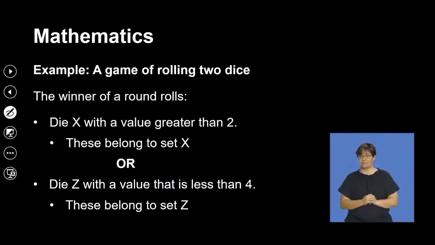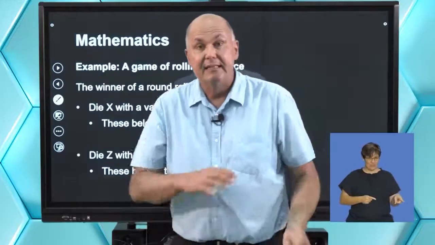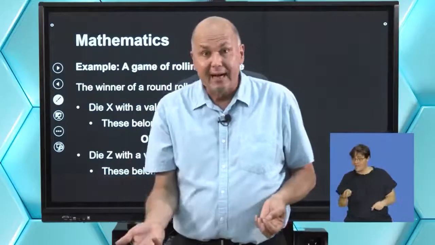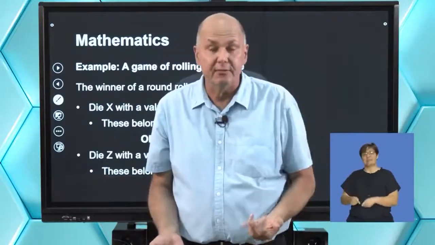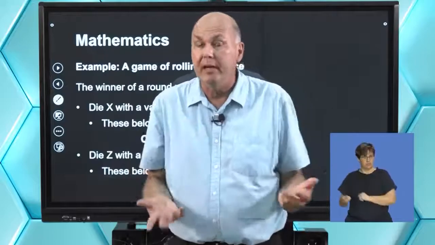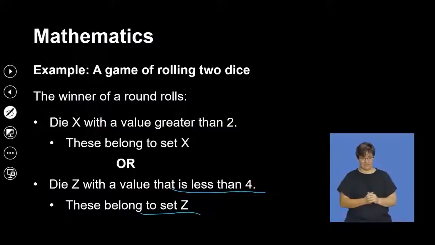So in this game, dice Z, you can be a winner with a value that is less than 4. And these have to belong to set Z. So it's not the same as it was for dice X. Dice Z, the red dice, now has a different set of criteria that make you a winner. Have a look at it in the graphic form.